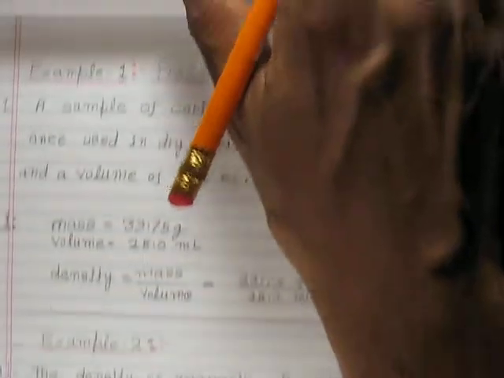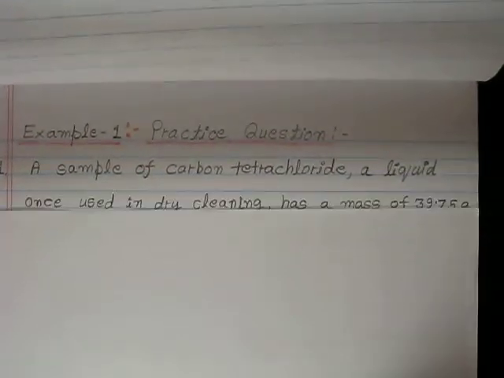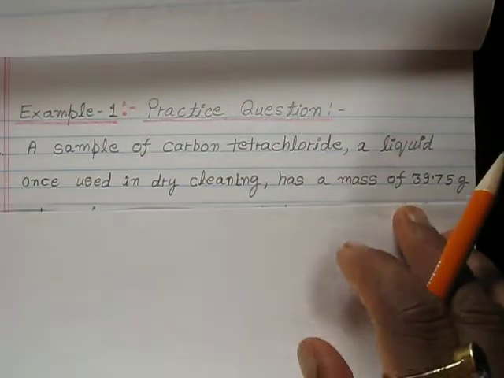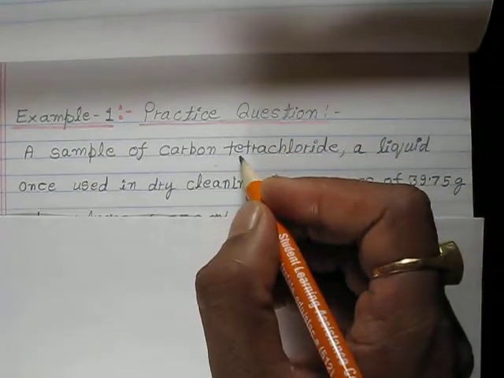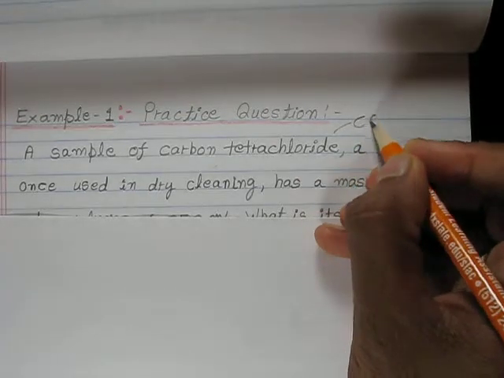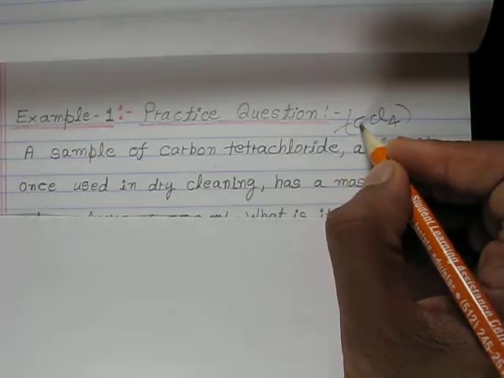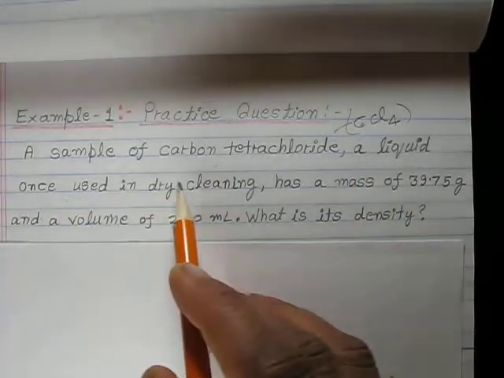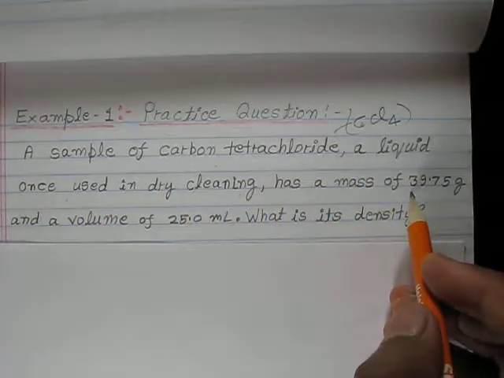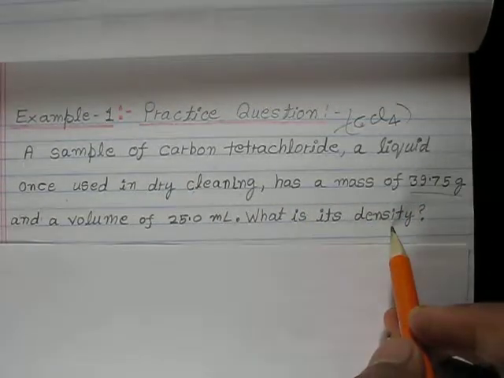So this was about the density and volume. Let's take a few more questions for practice. So a practice example: a sample of carbon tetrachloride, a liquid, also written as CCl4. Tetra means 4, C is carbon and Cl is for chloride. So CCl4, a liquid once used in dry cleaning, has a mass of this much gram and a volume of 25.0 ml. What is its density?